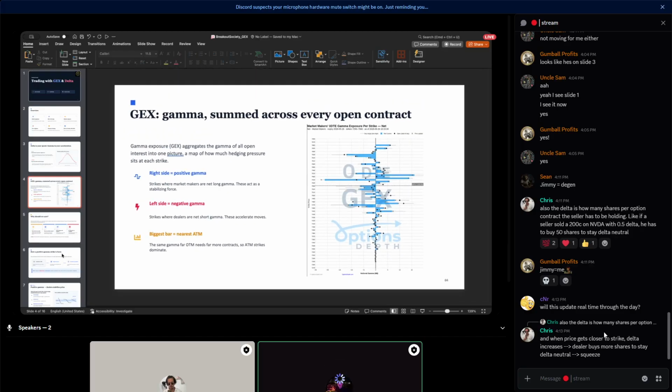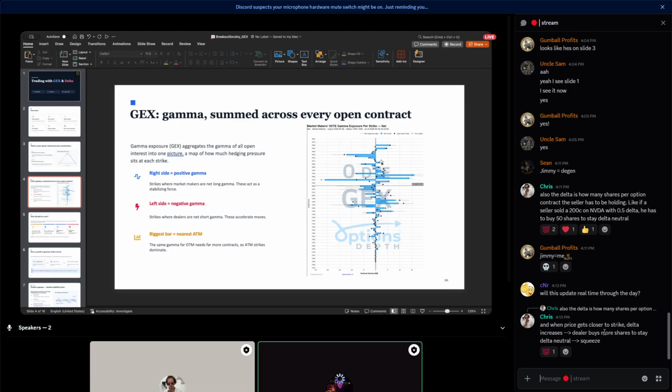So you want to make sure that you're using a tool with net gamma, so it has all sides of the trade. It has, for example, long calls and short calls, long puts and short puts. That way you're getting the full picture. Otherwise, you're essentially entering the trade on the flip flop every single time.